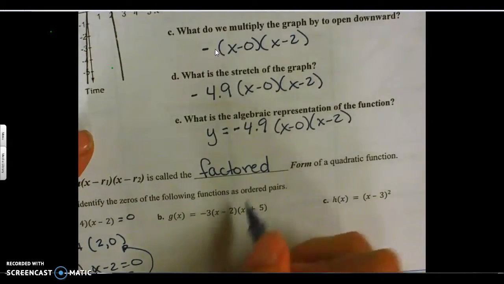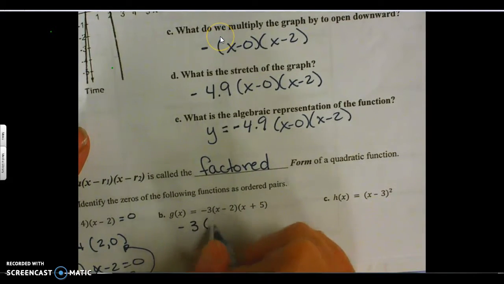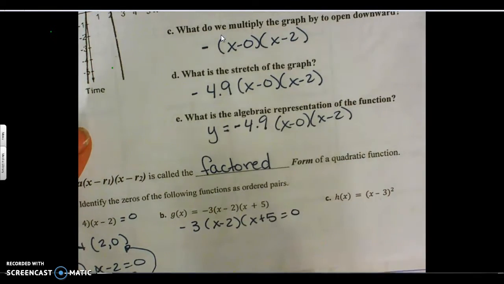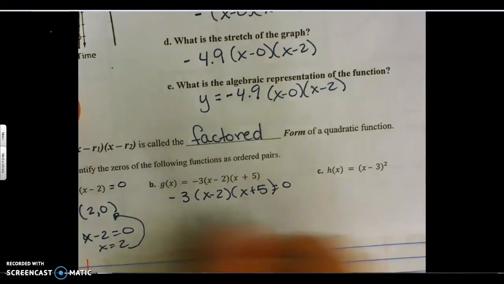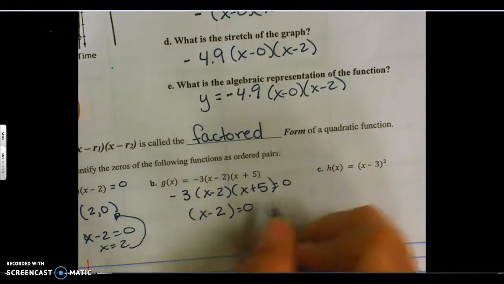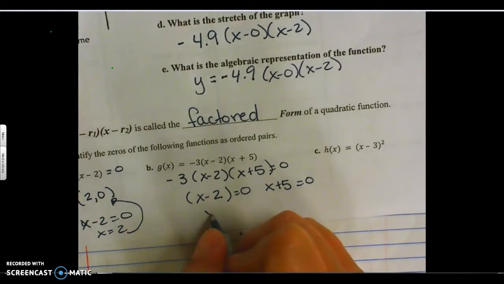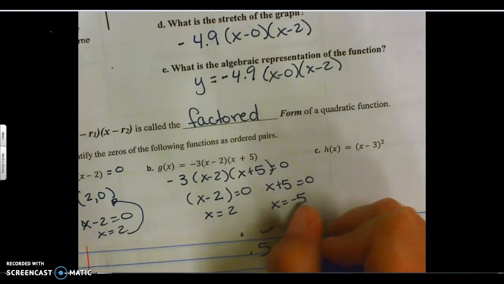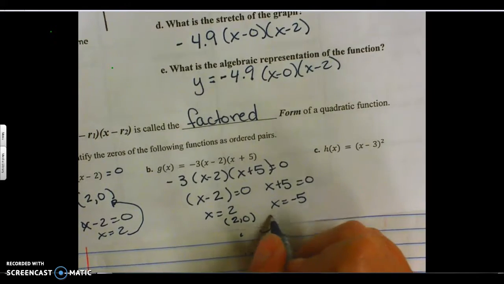It says find them as an ordered pair. We're going to set things equal to 0. So if I take negative 3, x minus 2, x plus 5, and set it equal to 0, I can divide both sides by negative 3 so I can get rid of it. And then I take the parentheses and set them equal to 0. Sorry, I put an extra set in there. I really didn't need that. So if I add 2 to both sides, x is 2. If I subtract 5, x is negative 5. So if you put them as an ordered pair, it should be 2, 0, and negative 5, 0.